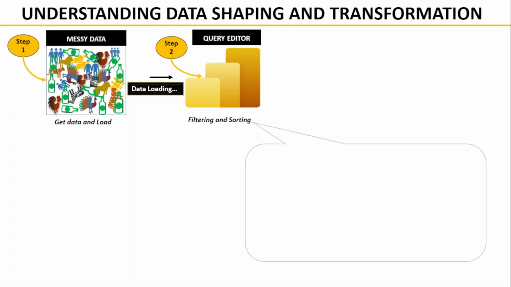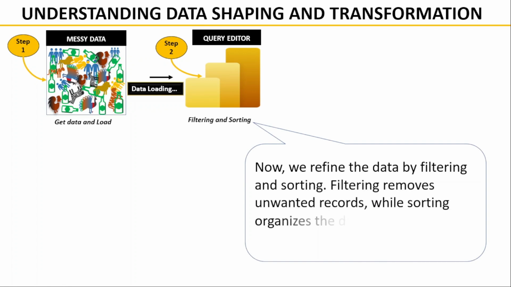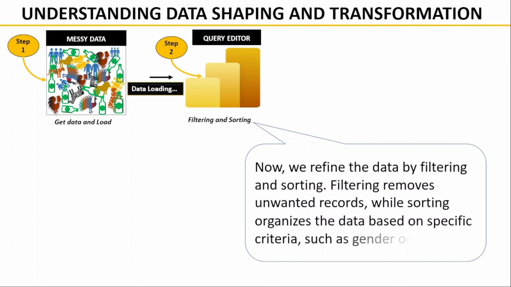Step 2. Data loading. Here we have our Power Query editor, where we refine the data by filtering and sorting. Filtering removes unwanted records, while sorting organizes the data based on specific criteria such as gender or category.